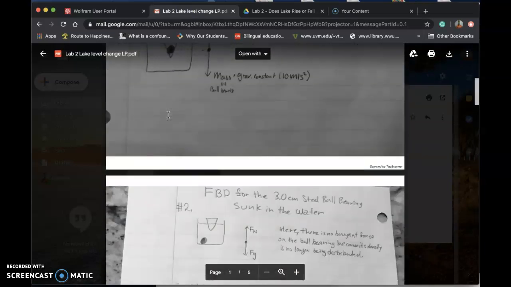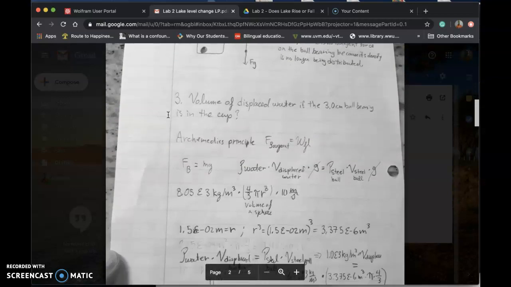We initially start here. Now we use the volume of water displaced from the ball bearing. To figure this out, we use Archimedes' principle, illustrating that the buoyant force is equal to the weight of the fluid displaced. Which is the same thing as the buoyancy being equal to the mass times gravity, or the density of water times the volume of displaced water times g is the density of the steel ball times the volume of the steel ball times g.